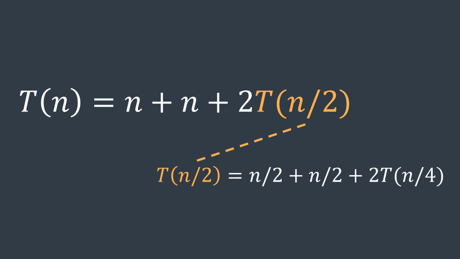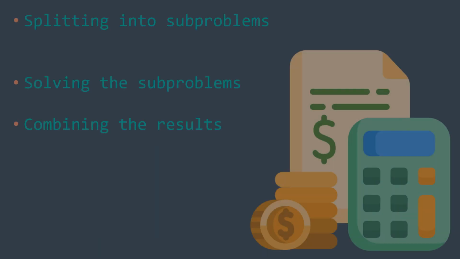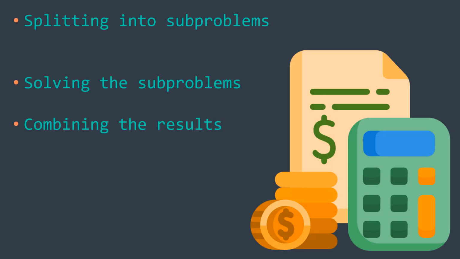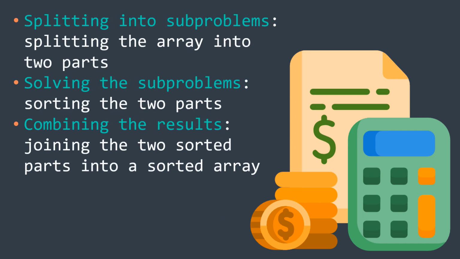A recursive function solves a problem by splitting it into smaller instances of the same problem, solving them, then combining the results. So, a recursive function has 3 costs: splitting the problem, solving the subproblems, and combining the results. In the case of merge sort, splitting the problem represents splitting the array into 2 parts, solving the subproblems represents recursively sorting the 2 parts, and combining the results represents joining the sorted subarrays into a sorted array that represents the initial array but sorted.